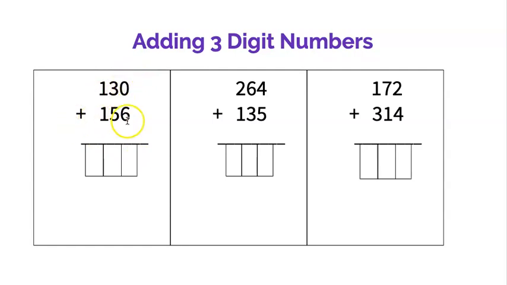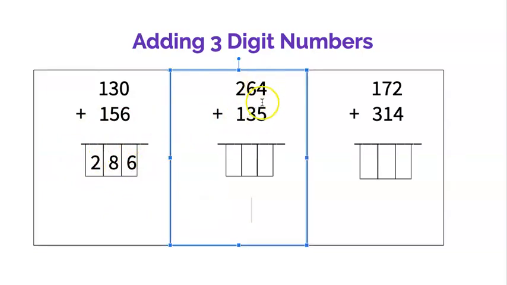So 0 plus 6 gives us 6. 3 plus 5 gives us 8. And 1 plus 1 gives you 2. So our total answer would be 286.